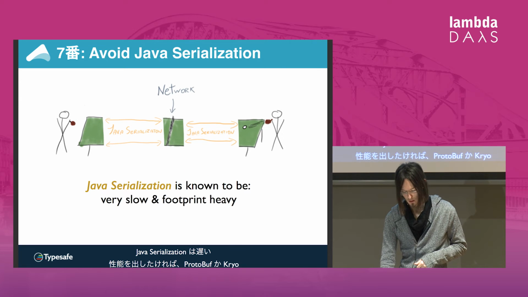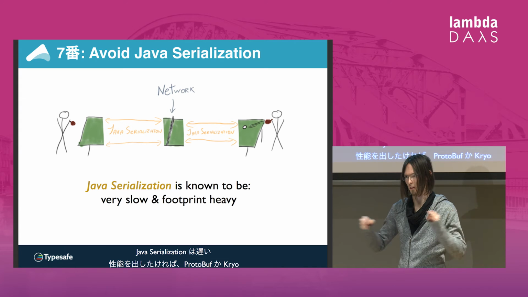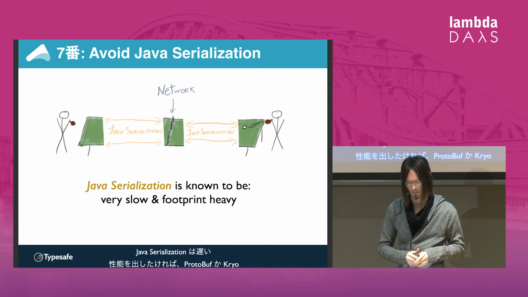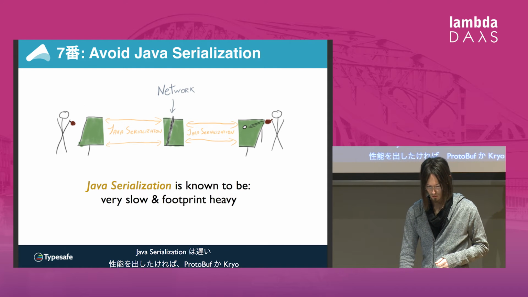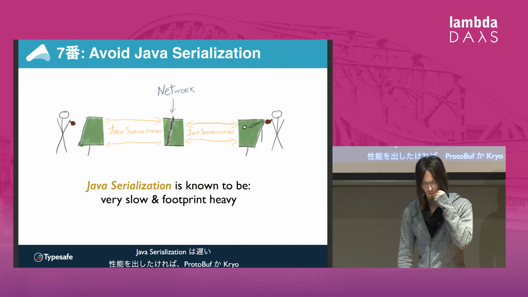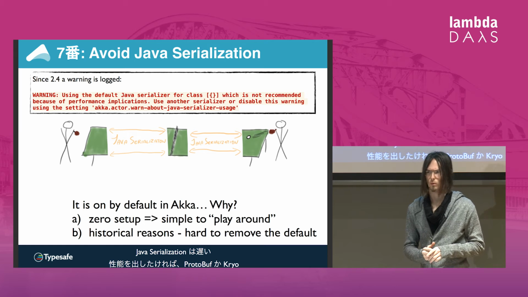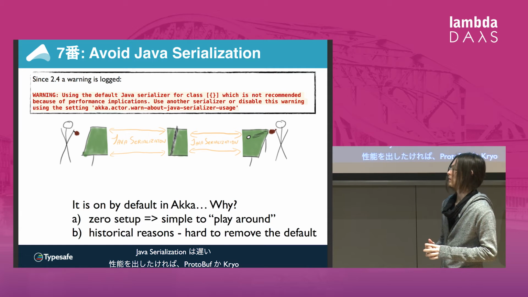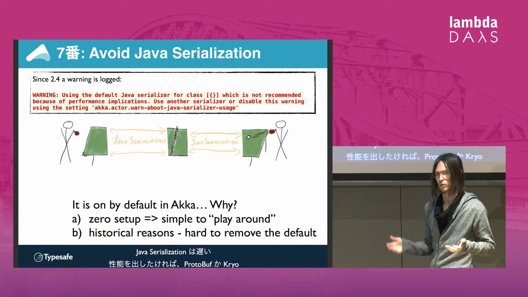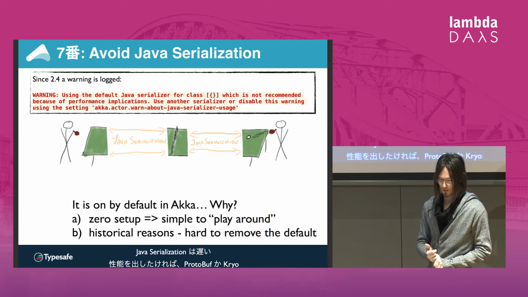This is how it looks with Java serialization. So the table is extending a lot, and the ball takes longer to go to the other end of the network. And like I said, it's slow and footprint heavy. So since Akka 2.4, we actually log a warning. Now people at least know that they're doing something wrong.